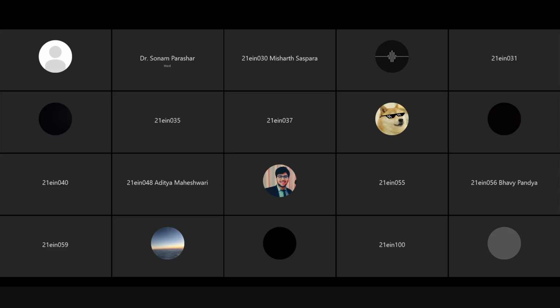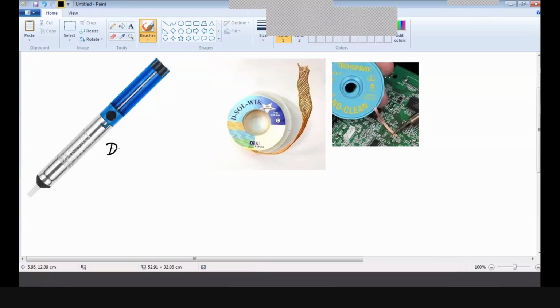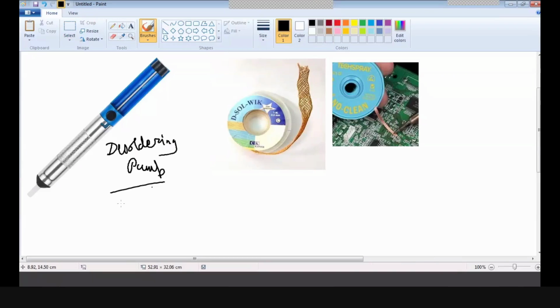Okay, now coming to the desoldering technique. So we can use the desoldering pump. Okay, this is the desoldering pump, and also we can use the desoldering wick. Okay, and this is how we can apply this wick. Okay, and this is the iron.